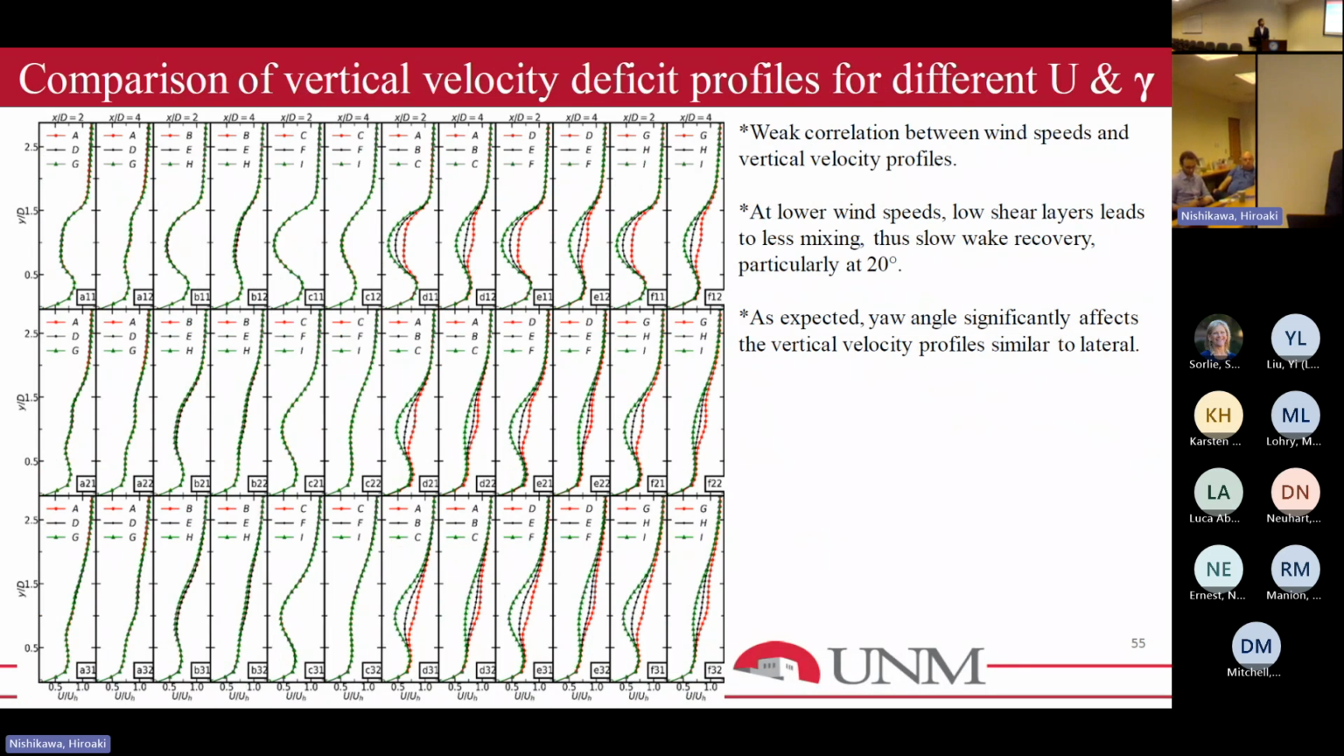This is the comparison of the vertical velocity deficit profiles. Here you can see that yaw has a lot of influence on the vertical profiles, as expected. But for the 20-degree yaw angle, you see here that wind shear is kind of weak for the lowest velocity, but for the highest velocity, wind shear is stronger, which brings down more turbulent energy in the rotor plane.